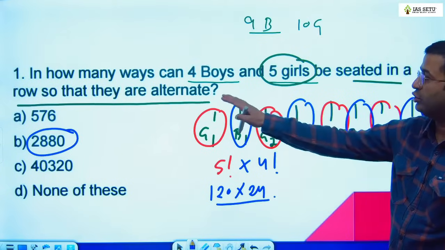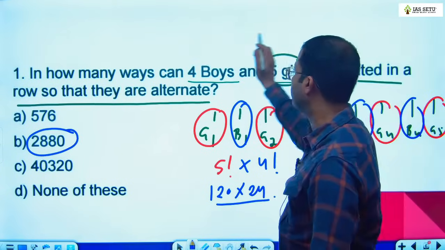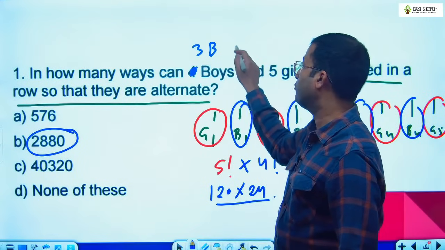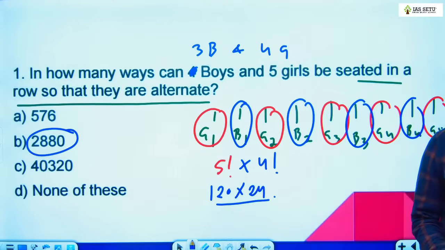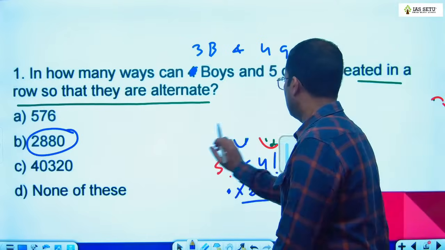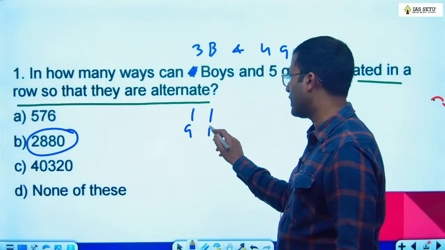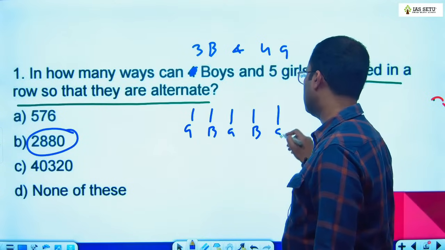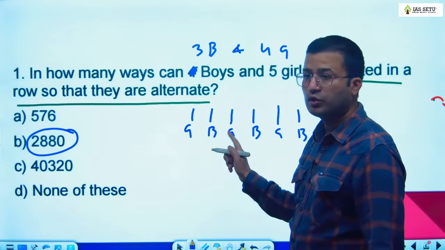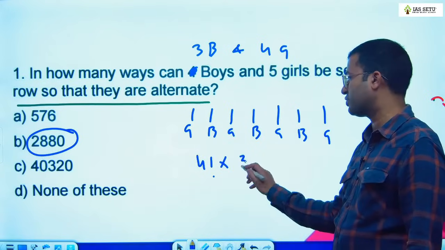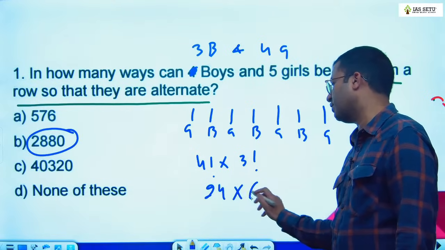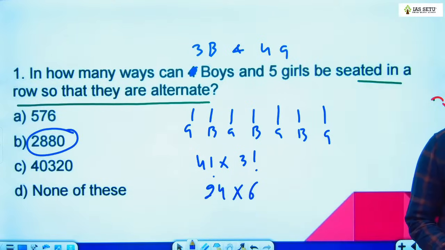Try one question, same question: in how many ways can 3 boys and 4 girls be seated in a row so that they are alternate? So here it will be girl, boy, girl, boy, girl, boy, girl. So we have 4 positions for girls, 4 factorial. We have 3 fixed positions for boys, 3 factorial. The answer is 24 into 6, 144 in that case.